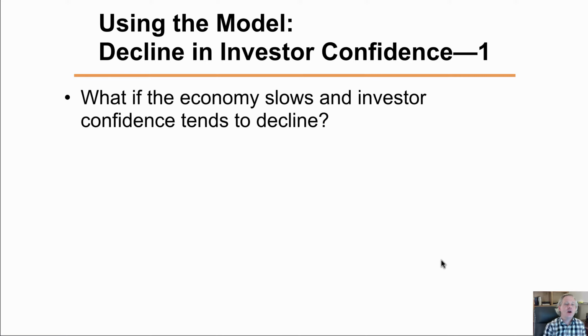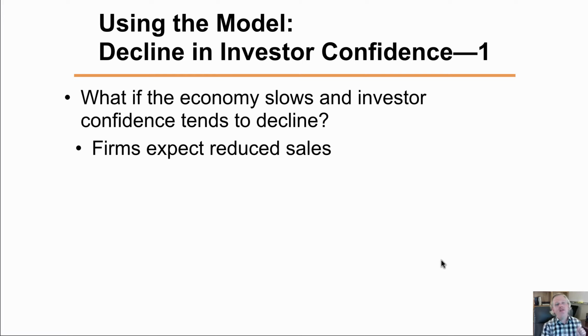So here's going to be our change. We've got our supply and demand, right? It was at 5%, $250 billion. What if the economy starts to slow and investor confidence declines? What happens to the supply and demand model? And ultimately, what happens to the quantity and the price of loanable funds?